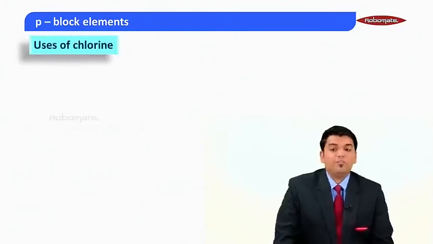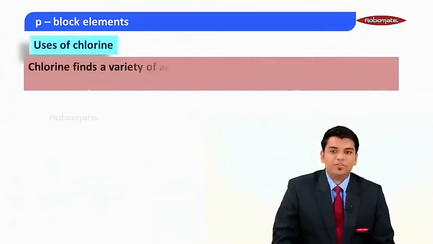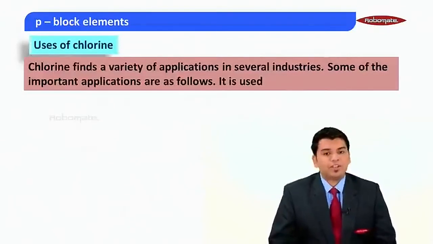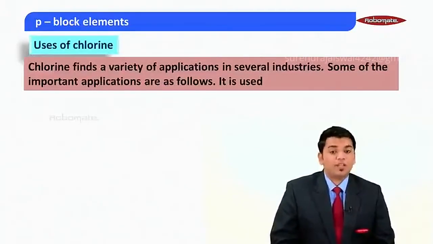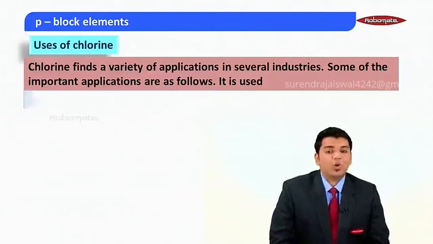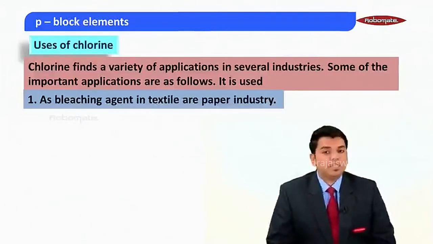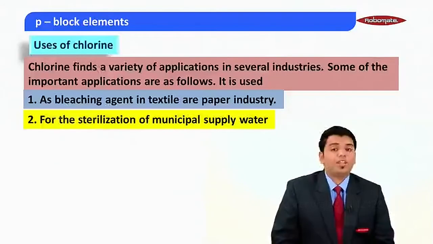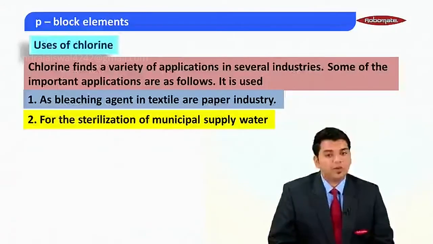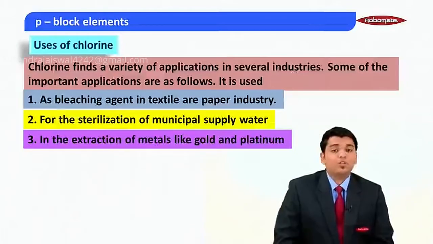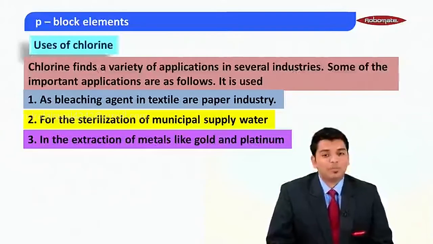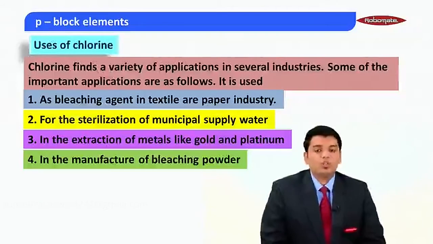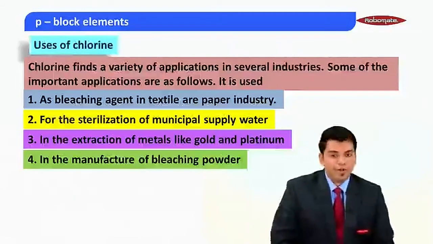Next, we have uses of chlorine. First, chlorine finds a variety of applications in several industries. Some of these important applications are as follows. Chlorine is used as a bleaching agent in the textile industry and paper industry. It is used for the sterilization of municipal supply of water. It is also used in the extraction of metals like gold and platinum in the form of aqua regia, and it is also used in the manufacture of bleaching powder.